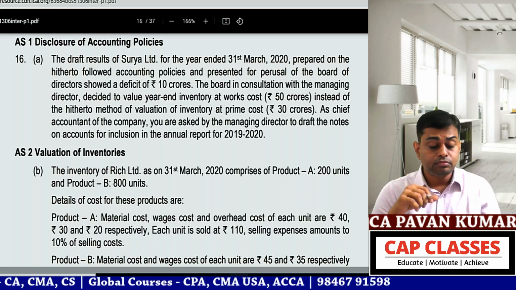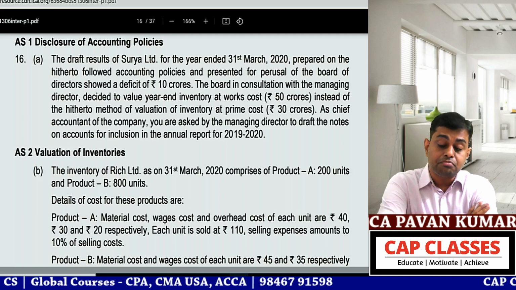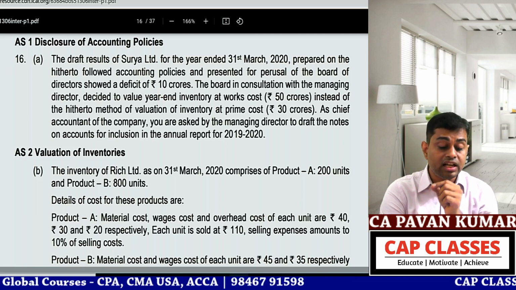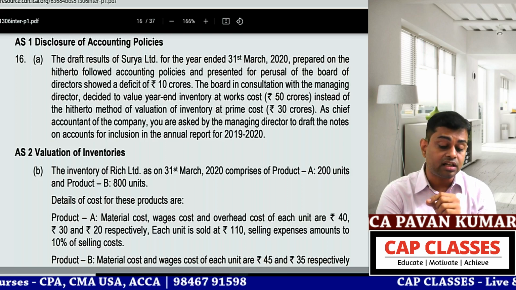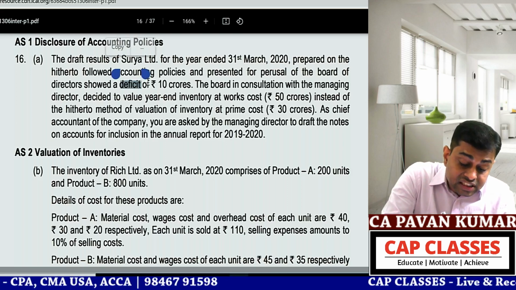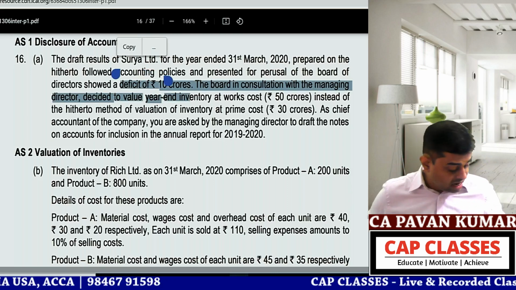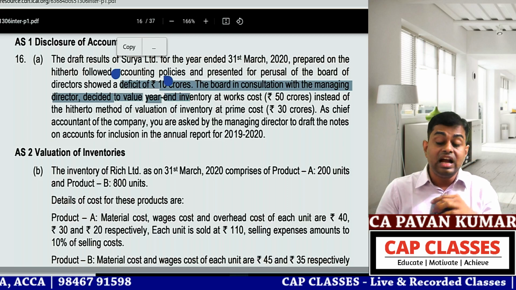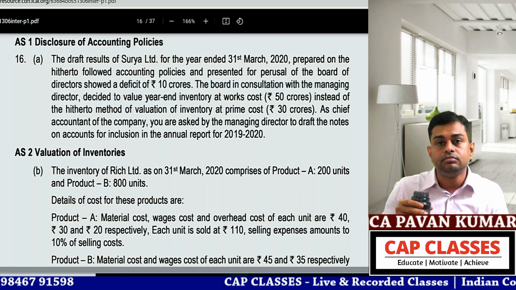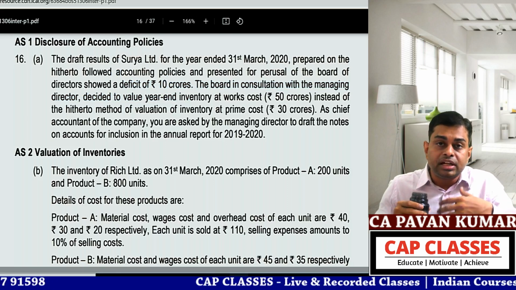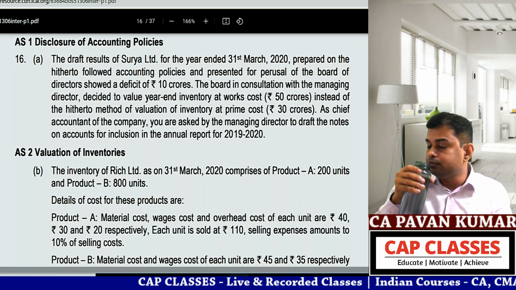Okay. Read the question. The draft results of Surya Limited for the year ended 31st March 2020, prepared on hitherto followed accounting policies and presented for perusal of the Board of Directors, showed a deficit of 10 crores. So what is the present situation? The company's draft financial statements are prepared and they are showing a loss of 10 crores. So do you want to present financial statements which show a loss? That is so painful, that is bad.